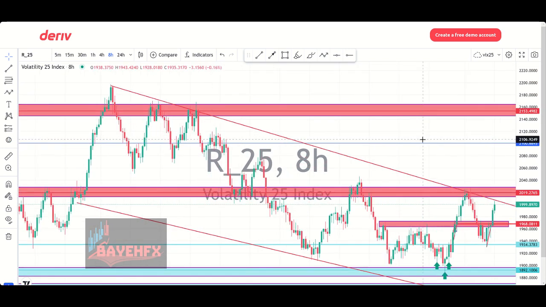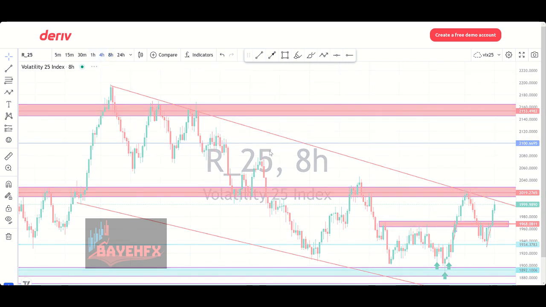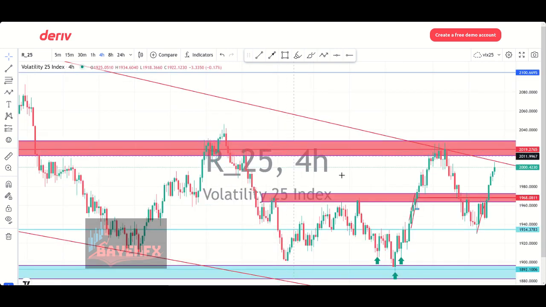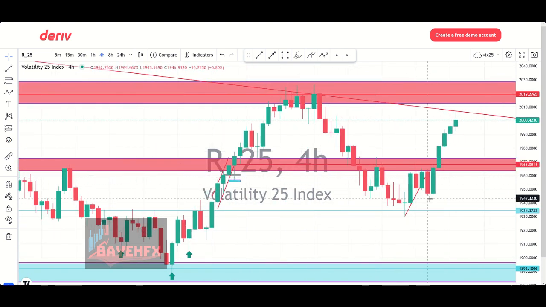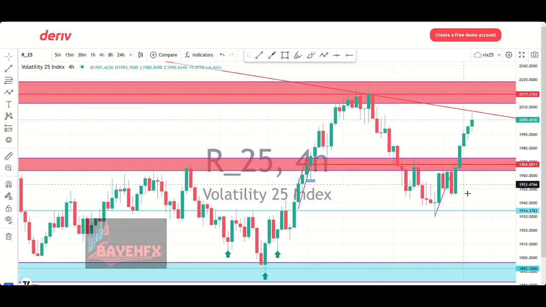So we'll be going down to the smaller time frame, like the 4 hours, since we saw those candles on an 8-hour candle. Let's check how the candles form. As you can see, there's a nice bullish push here, leaving us with a very huge fair value gap here. So there's a possibility of the market coming back to fill up this particular fair value gap.